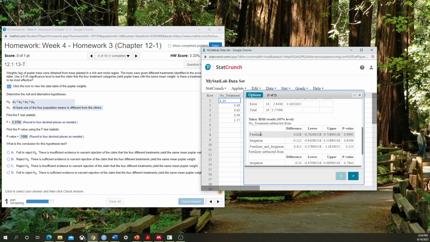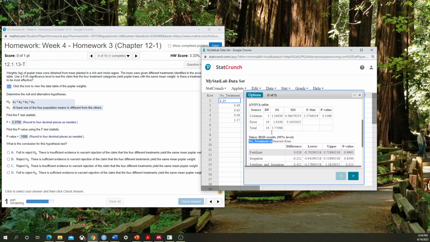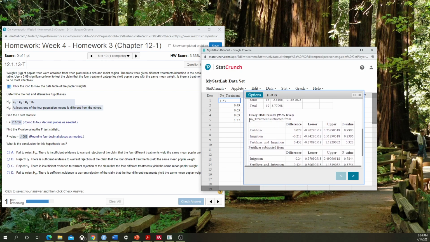Alright, what we're looking at here between all of these comparisons is the no treatment group subtracted from fertilizer, irrigation, and fertilizer and irrigation. So it's doing a side-by-side comparison between all of the groups and telling us if these direct comparisons between one group and another are statistically significant. We can see that they are not.